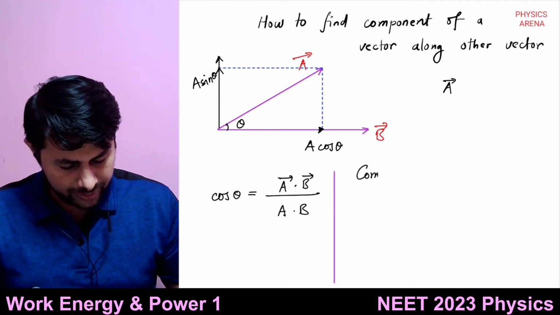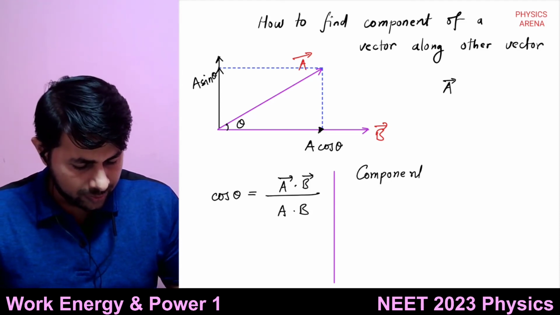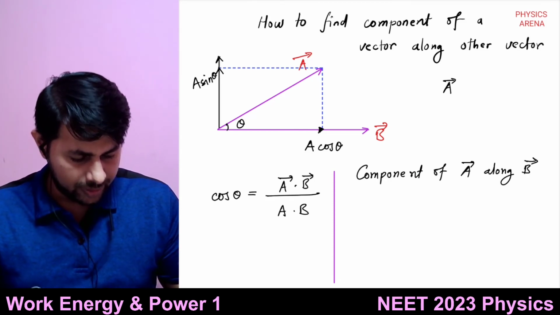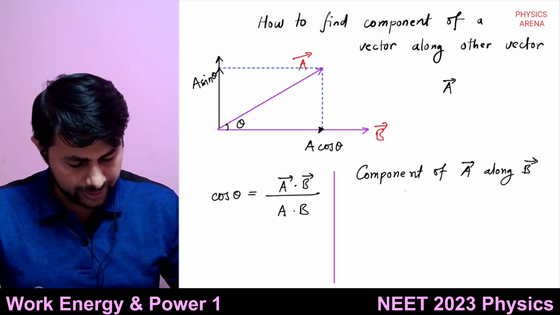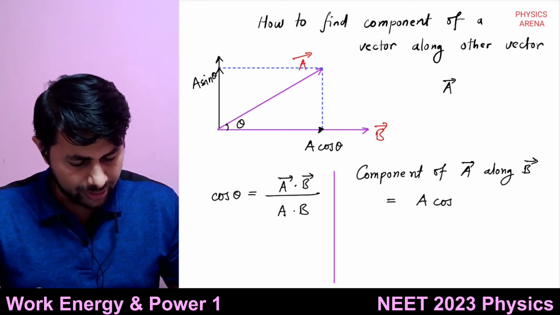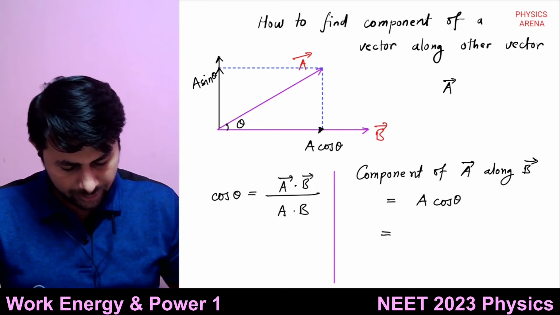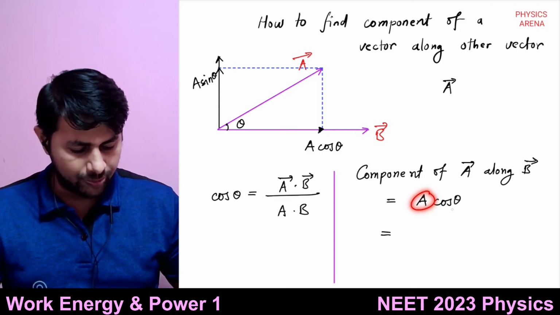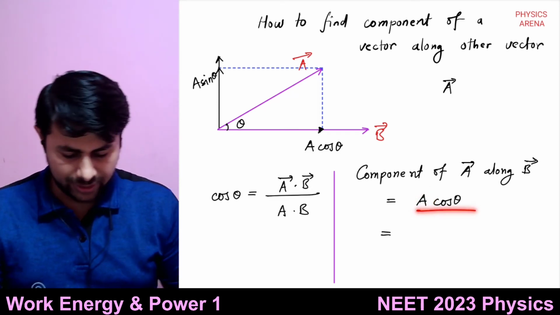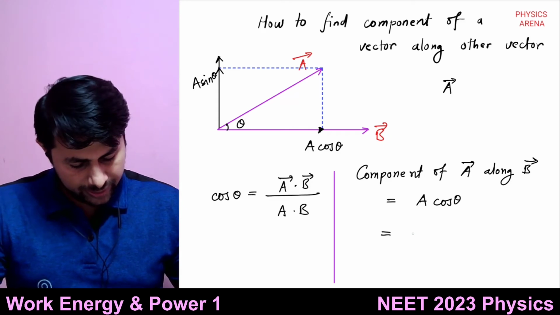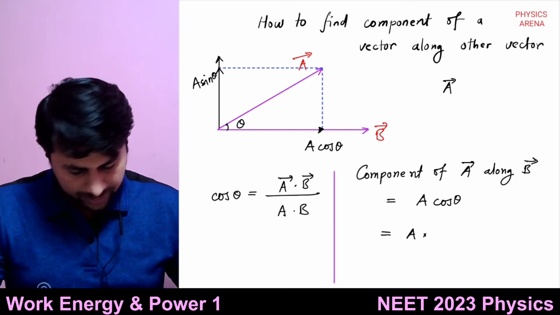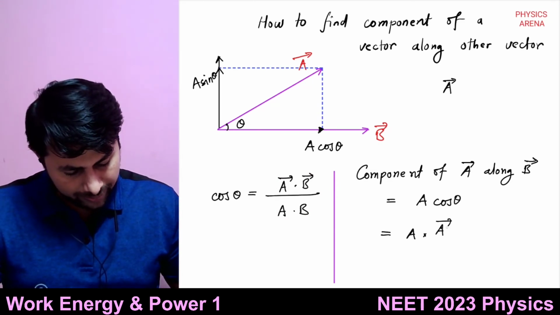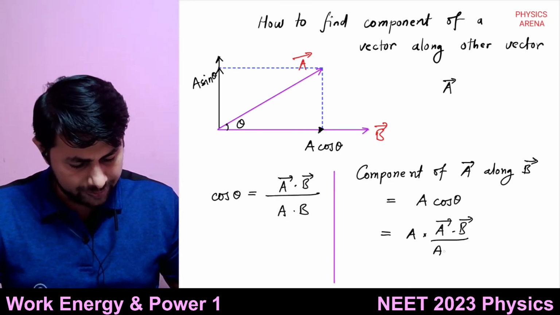So the component of a bar along b bar, in the direction of b bar, is equal to A times cos theta. Now I know an expression for cos theta. We have studied it. And I know the component of A bar along B bar is A cos theta. So what will that be? It is A times this relation for cos theta, which is A bar dot B bar divided by AB.